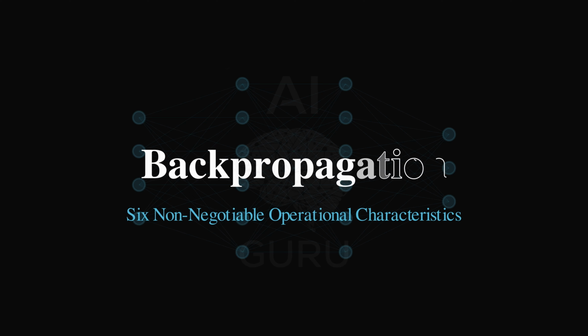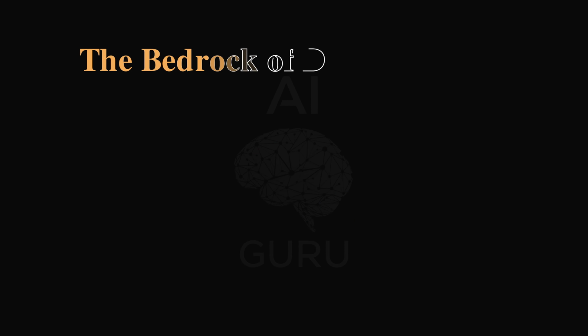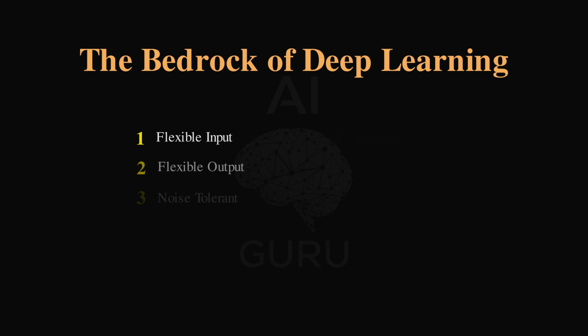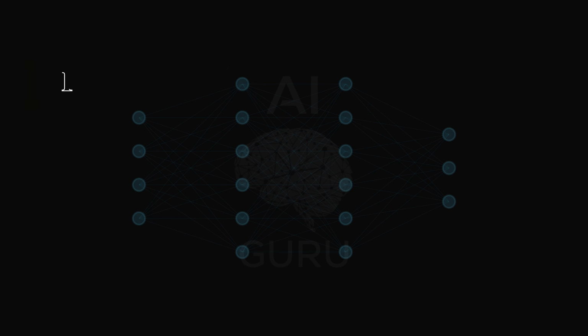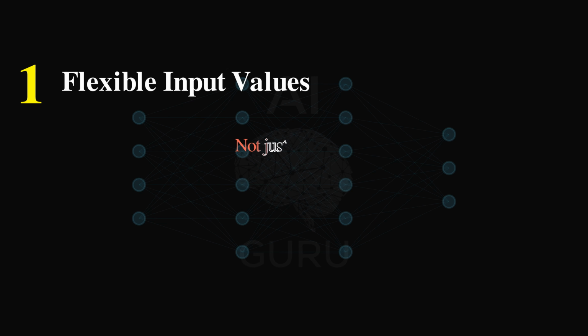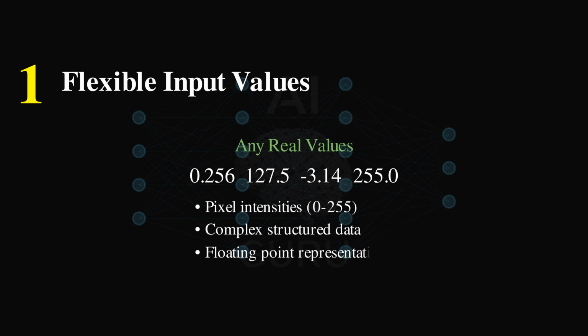What are the 6, let's say, non-negotiable operational characteristics that define its scope? Right. These characteristics really define the environment where backpropagation operates, and understanding them explains why it's so widely adopted, even with its flaws. So first, the input values. They have to be flexible, any real values. Modern AI handles everything from pixel intensities in images, 0 to 255, to complex structured data represented by floating point numbers. If the input required rigid binary values, the application space would shrink dramatically.